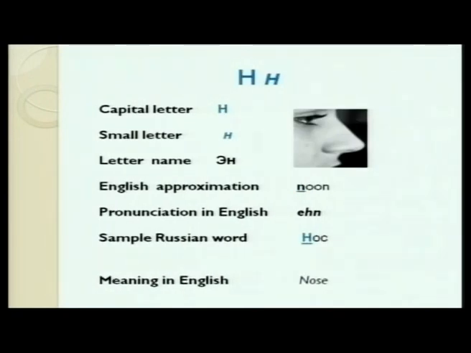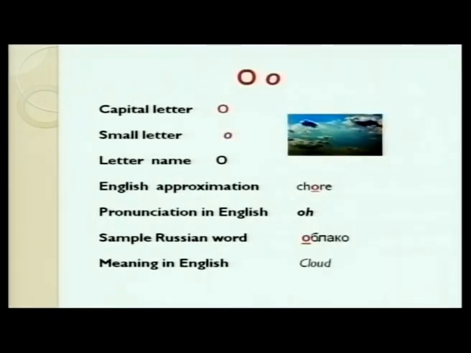Let us go to the next letter now. N, like N in noon. A sample Russian word for letter N as in nose, which means nose in English. The next letter is O. We pronounce O as in chor. A sample Russian word for using letter O as in oblaka, which means cloud.